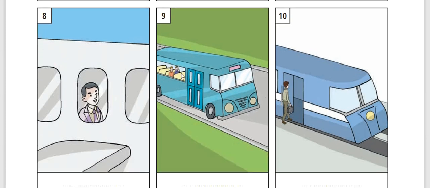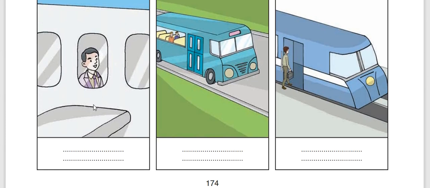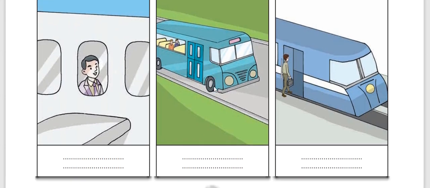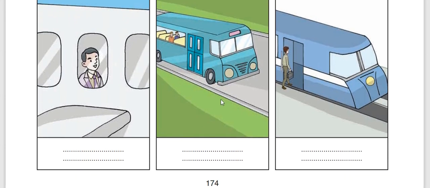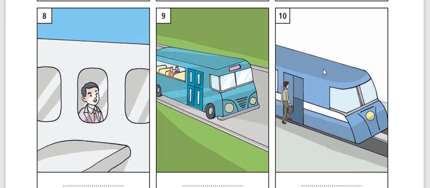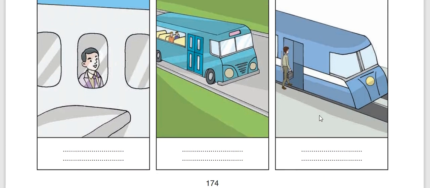Picture 8, he is going by the plane. Picture 9, they are going by the bus. Picture 10, he is getting into the train.